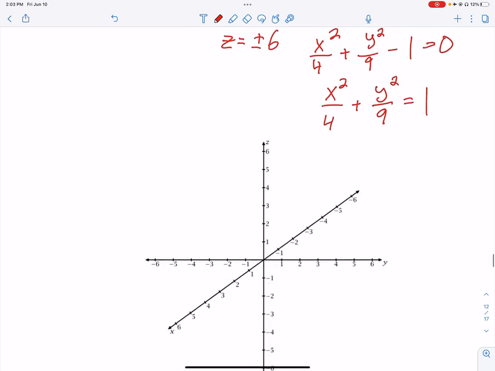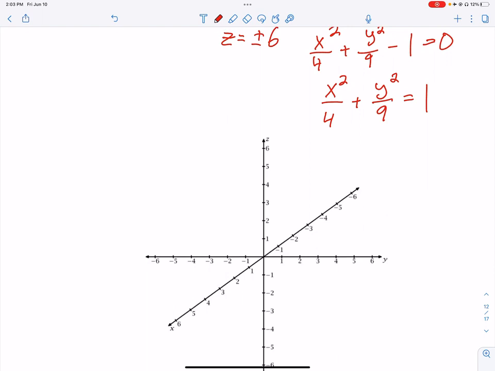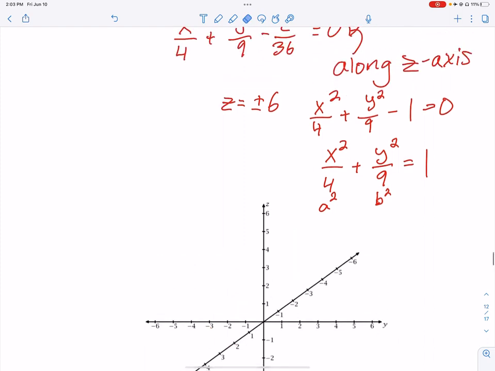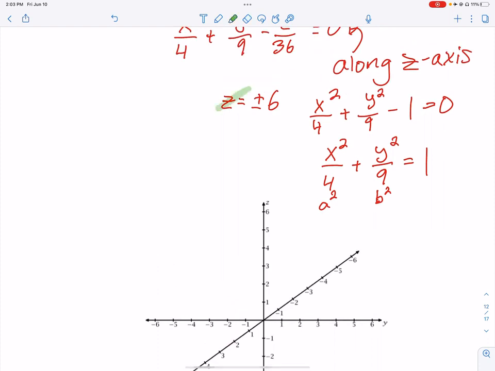That is an ellipse in the xy direction. So I got 2 on the x-axis, because this is a squared. This is b squared, so I got 3 in the y direction. So I have this ellipse. Pause for one moment. Erase what you have, my mistake. This is happening when z is plus or minus 6.